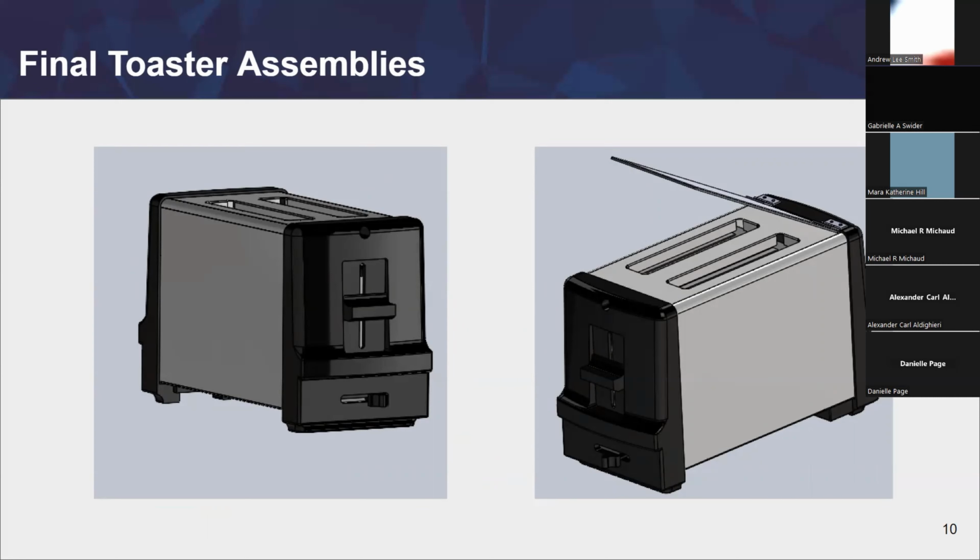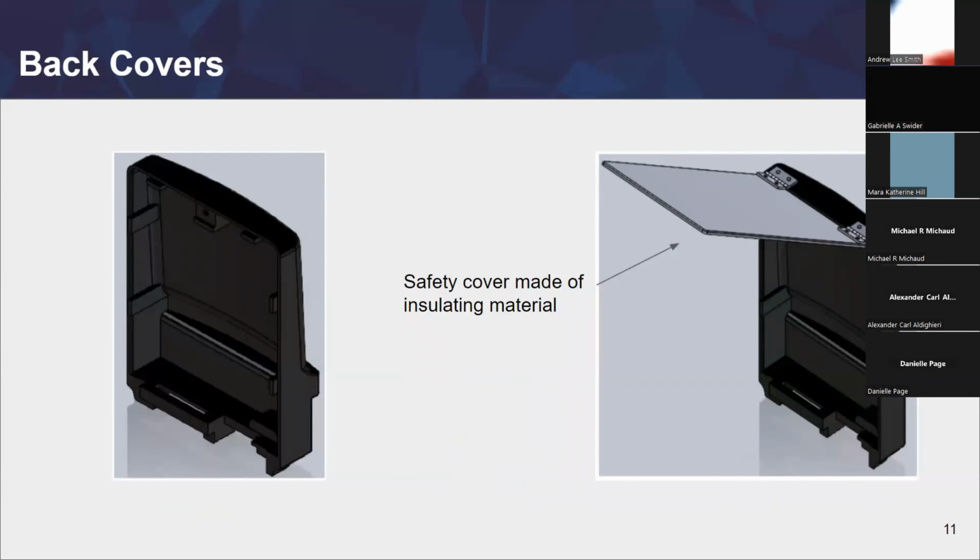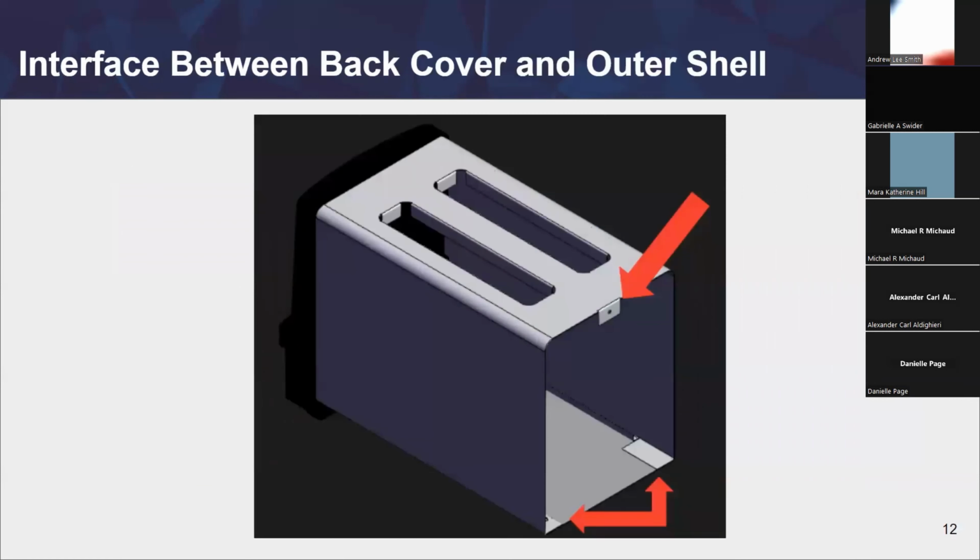The one on the left is for the primary customer group, and the one on the right is for the secondary customer group. The main difference is the back covers. The one on the left is for the primary customer group, and the one on the right is for the secondary customer group, which has a safety that's made from insulating material. And this just shows the interface between the back cover and the outer shell.